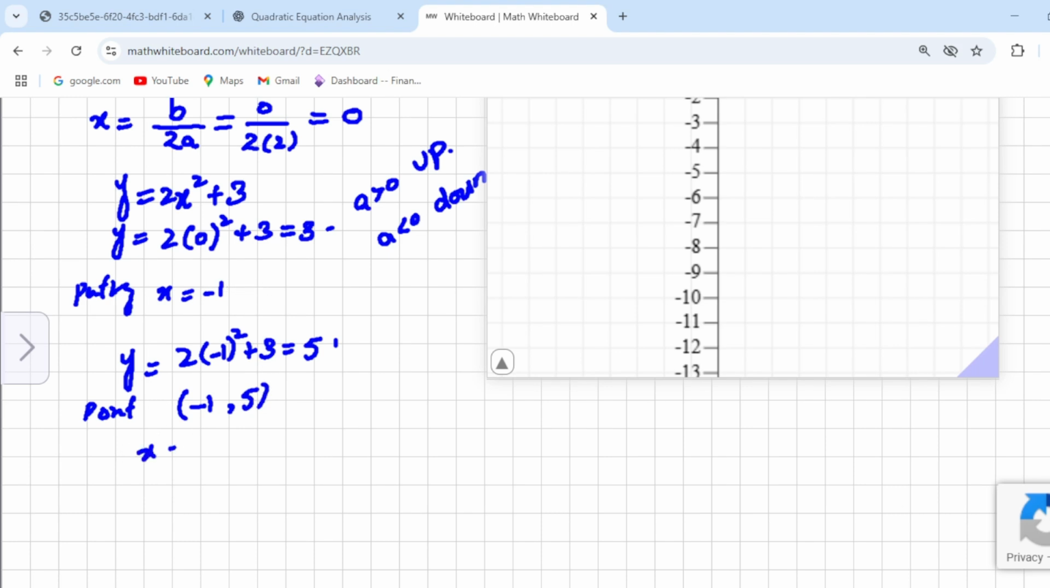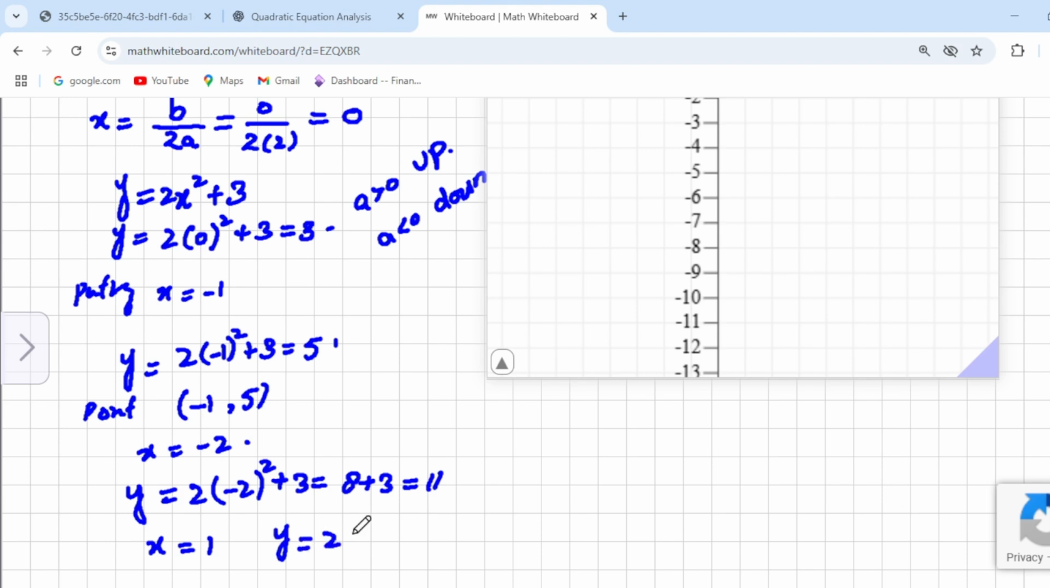I am also taking x equal to -2. For x equal to -2, this equation will become 2 into (-2) square plus 3. So (-2) square is 4, 4 multiplied by 2 is 8, plus 3, which is equal to 11. These are the 2 points we have taken on the left of 0. So for the right of 0, I will take x equal to 1. When I take x equal to 1, it will become 2 into 1 square plus 3, which is 2 plus 3, also 5.